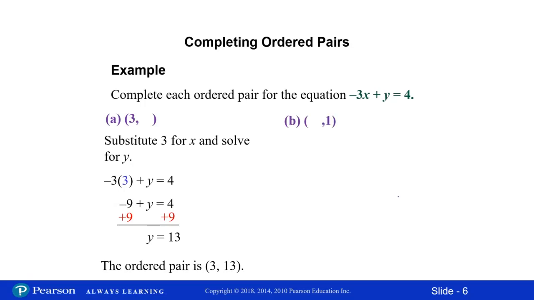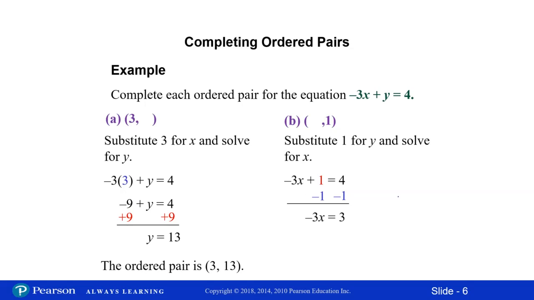Now let's try part b, where the y equals 1 and the x is missing. So in this case, we will replace the y by 1. We'll substitute 1 for y and solve for the x. So we will write -3x + 1 = 4. Subtract the 1 from both sides. -3x should equal 3. Let's divide both sides by -3. That should give you x equals -1. So your ordered pair, the one which works, will be x is -1 and y is 1.